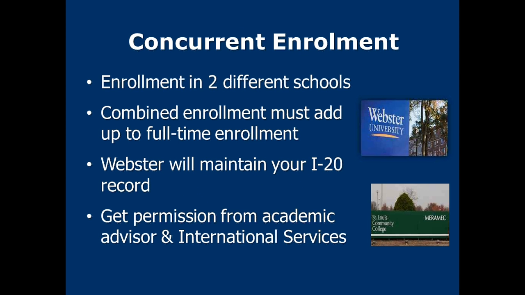Concurrent enrollment. This is enrollment in 2 different schools, and the combined enrollment in these 2 different schools must add up to a full-time enrollment. In the case of Webster University, Webster will maintain the student's I-20 record, and the student must get permission from their academic advisor and from international services to be able to take classes in another school.